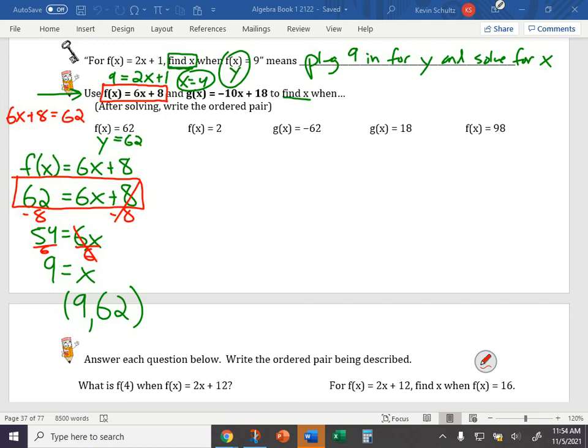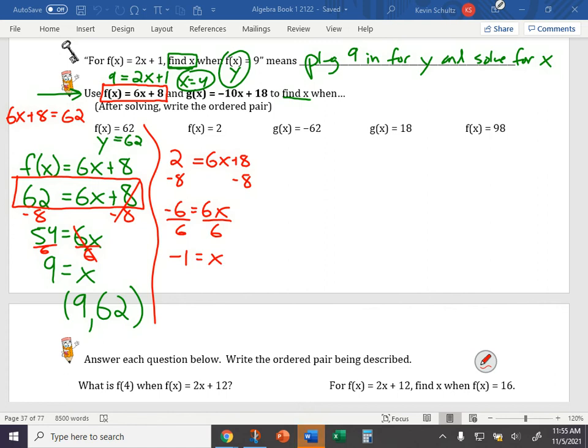Let's do the next one. We're still using our f of x equation, because it says find x when f of x equals 2. So I still have this 6x plus 8 here. But now, what does 6x plus 8 equal? 2. Okay? So this time, I'm solving the equation for x when y is 2. I'm still going to subtract 8 from both sides. Negative 6 equals 6x. I'm still going to be dividing both sides by 6. And this time I get x equals negative 1.